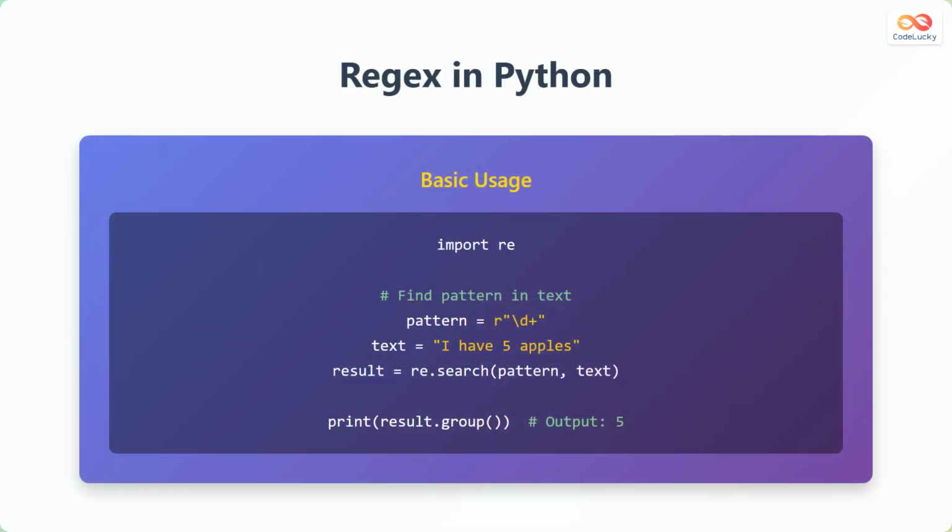Let's see how regular expressions are used in Python. First, you need to import the re module. To find a pattern in text, define your pattern using the raw string, then the text you want to search within. After that, use re.search function with your pattern in text. Finally, extract the matched portion using result.group.